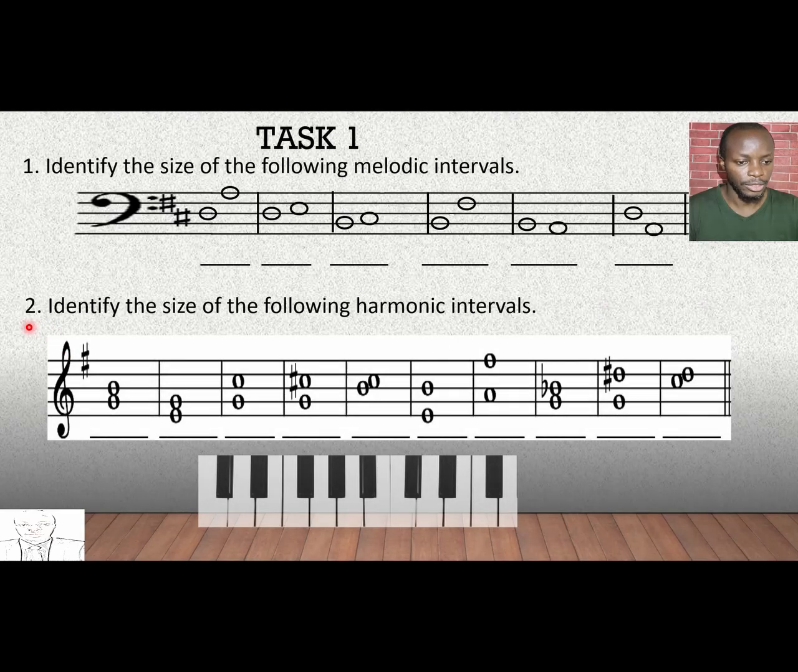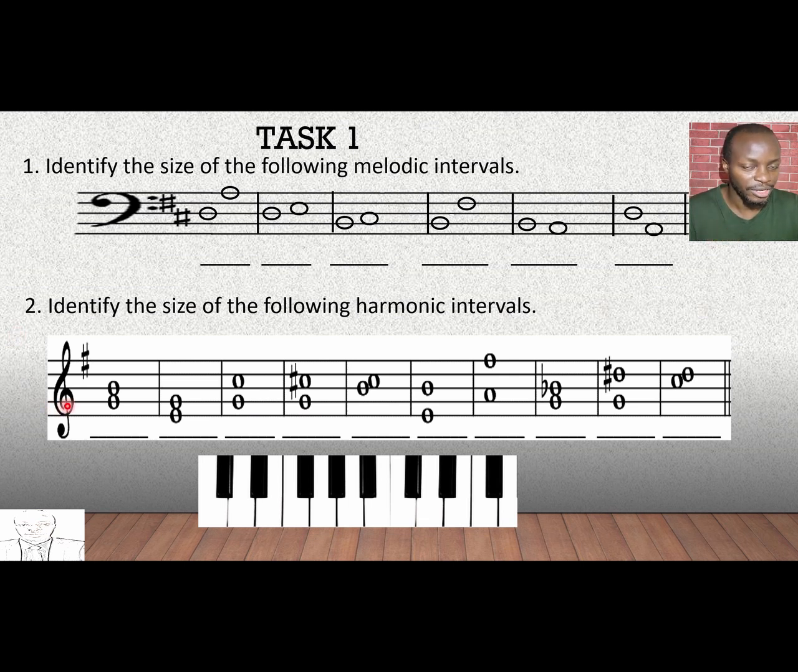Now let's go to the second one. Identify the size of the following harmonic intervals. In this case, you're going to hear the sound together, and of course you can pick the interval even by listening to the sound, by picking the first note and the second note and analyzing them. So what's the distance, or what's the interval between them? Of course, you also want to describe it in terms of the relationship between the 2 pitches. And again, you also need to check for the staff.